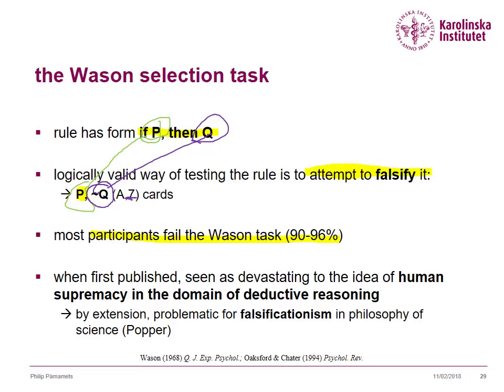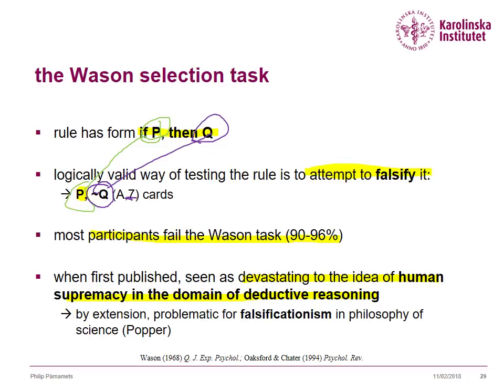And when this was first published, in the late 1960s, this was seen as completely devastating to the idea of human supremacy in the domain of deductive reasoning. In most psychology experiments the participants are college undergraduates, usually at elite institutions. So the fact that these highly trained, highly educated student participants would fail at this task was absolutely shocking at the time in the world of cognitive psychology and educational psychology.